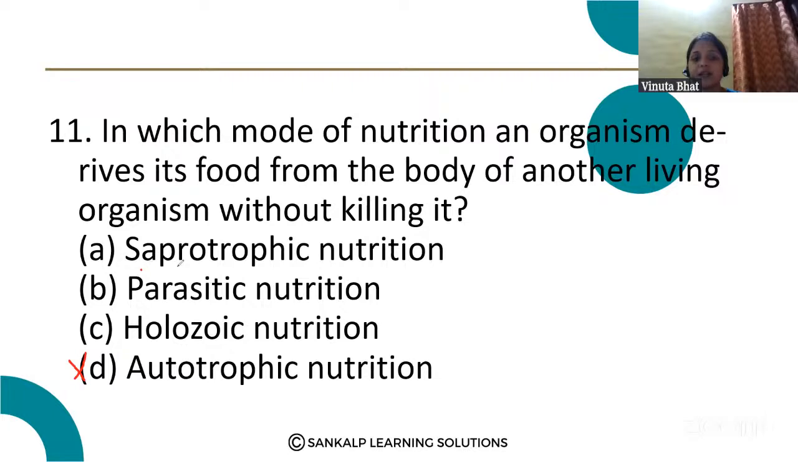Then saprotrophic nutrition means the organism derives its nutrition from dead and decaying materials. So that is the saprotrophic type of nutrition. Then the correct answer is parasitic nutrition, which derives the nutrients without killing the host, for example, ticks or lice. They absorb the nutrients from another organism, but they will not kill the host organism. That is parasitic nutrition. Option B is the correct answer.